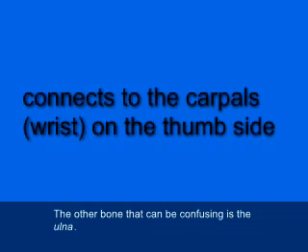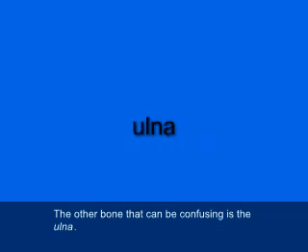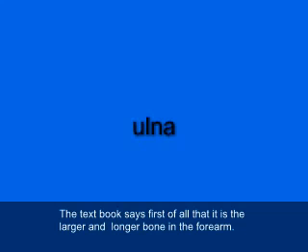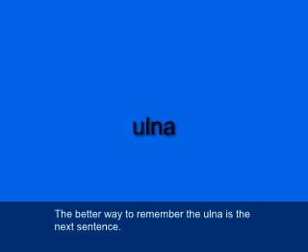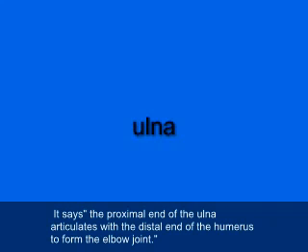The other bone that can be confusing is the ulna, U-L-N-A. The textbook says, first of all, that it is the larger and longer bone of the forearm. Well, if you look at the pictures, that doesn't seem to fit either. That's confusing, so you might strike that out in your textbook. The better way to remember the ulna is the next sentence. It says the proximal end of the ulna articulates with the distal end of the humerus to form the elbow joint.